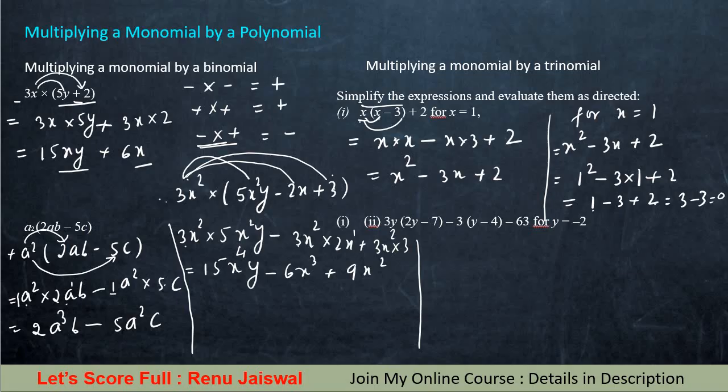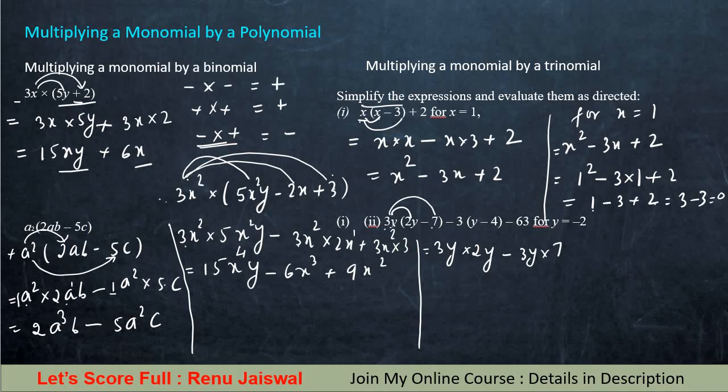Coming to this question here, I have to multiply these and find the value for y is equal to minus 2. So what will happen? I will distribute these first. So 3y multiplied by 2y, then 3y multiplied by 7. Which sign will come here? Whenever there is a different sign, plus minus or minus plus, it will be minus. So plus 3y and minus 7 will give me minus 3y into 7.